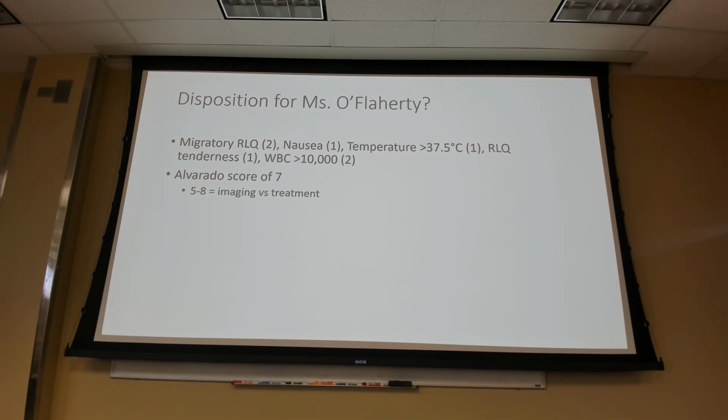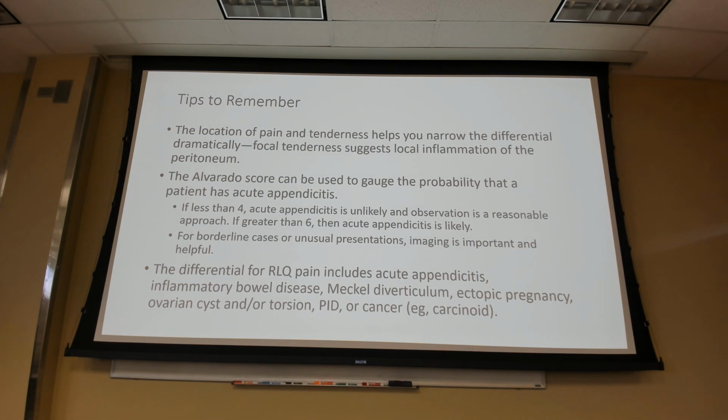All right. So this is just her score, what the Alvarado score was for her. And these are some tips to remember. Obviously the location of the pain and tenderness is helpful. Sometimes it's not guaranteed, so you'll always want to consider your differential diagnosis for these. That's why it's important in the history: do they have any inflammatory bowel disease?